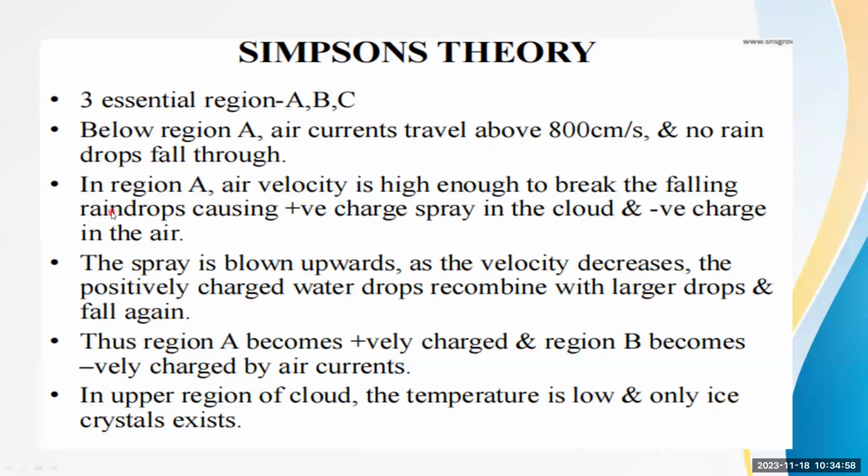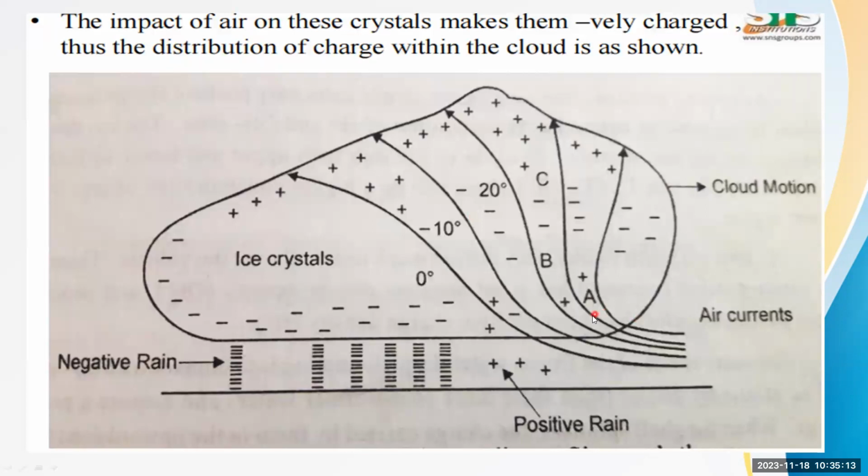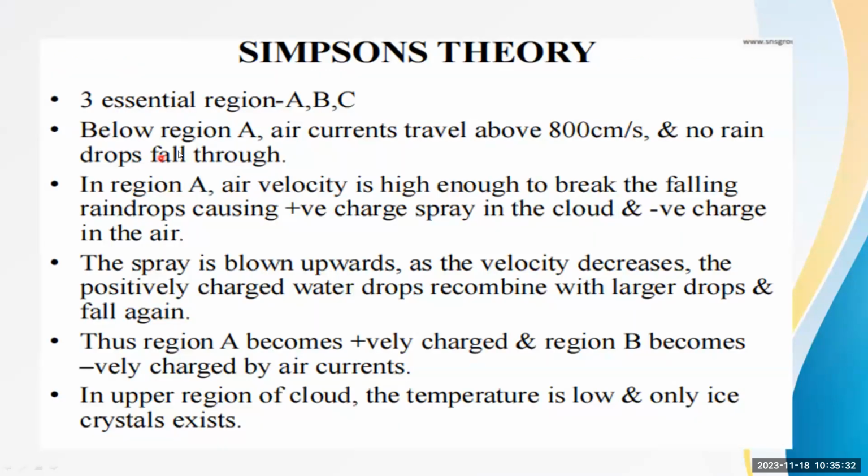In region A, air velocity is high enough to break the falling raindrops, causing positive charges to spray into the cloud and negative charges to remain in the air. Because of this, positive charges spray into the upper part of the cloud, while negative charges stay in the lower part of the cloud. In this way, the upper part of the cloud carries positive charges and the lower part carries negative charges. Below region A, air currents travel at 800 centimeters per second.